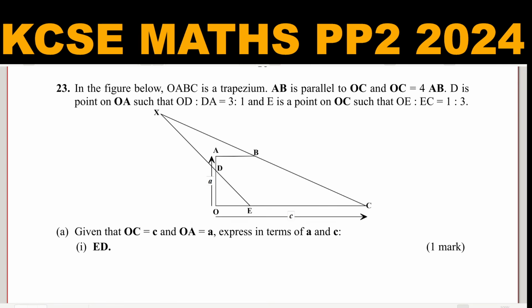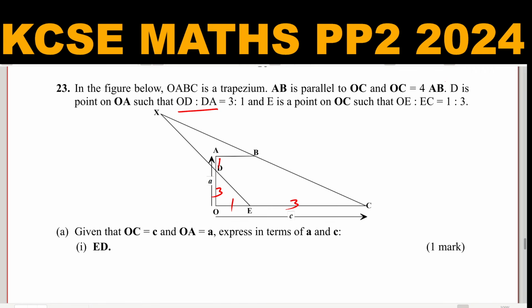In the figure below, OABC is a trapezium. AB is parallel to OC, and OC is equal to 4AB. D is a point on OA such that OD to DA is 3:1, and E is a point on OC such that OE to EC is 1:3. So the figure is there. We can begin by putting these ratios. OD:DA is 3:1, that is internal division. Then the other one, OE:EC is 1:3, that one again is internal division.